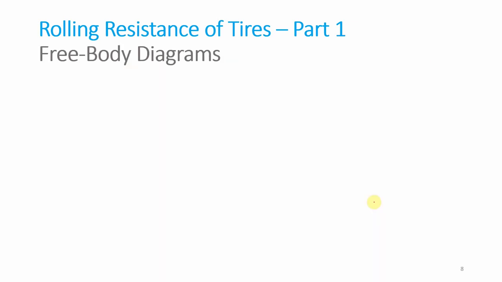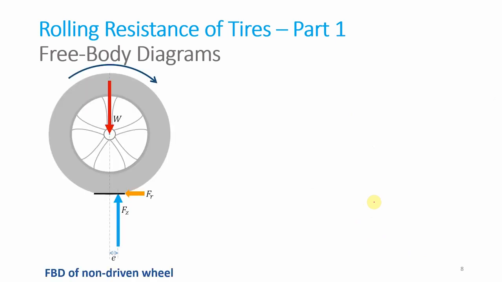Now let's see the free body diagram of the wheel that we have discussed already. You know that the forces acting on this tire are the weight W, the normal force Fz, and the rolling resistance force Fr. Suppose this wheel is a non-driven wheel. In that case, we need to provide an additional force Fp in order to sustain the motion, and this Fp should be equal to Fr if you want to sustain a uniform velocity.